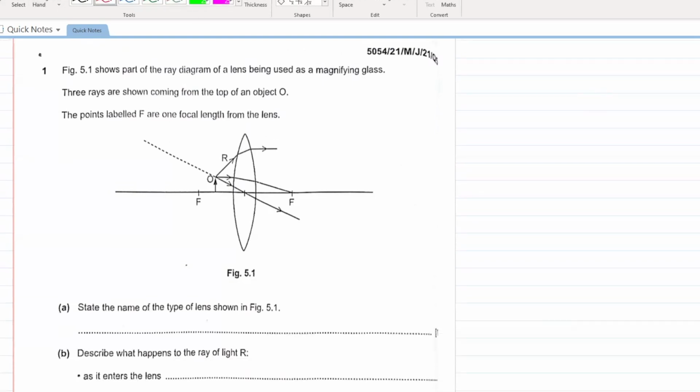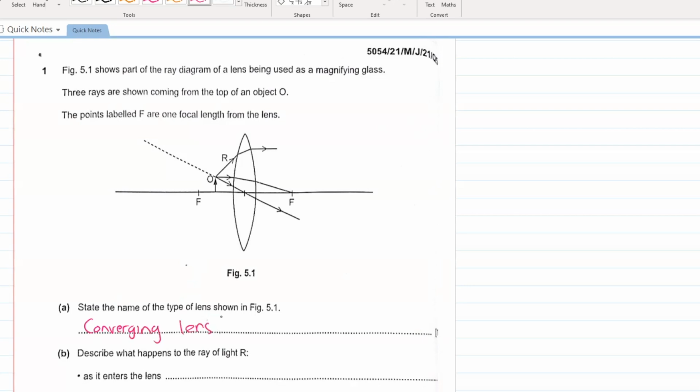Figure 5.1 shows part of the ray diagram of a lens being used as a magnifying glass. Three rays are shown coming from the top of an object O. The points labeled F are one focal length from the lens. Okay, this is one focal length F and F. State the name of the type of lens shown in figure 5.1. This is a converging lens.